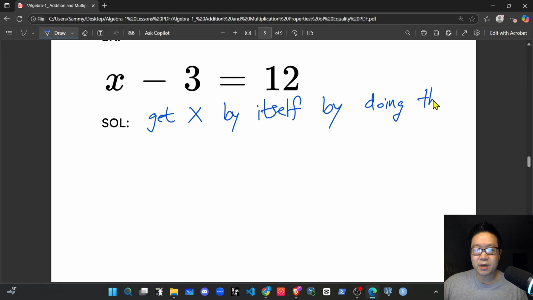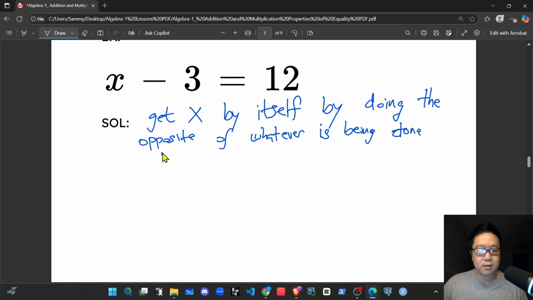Get x by itself by doing the opposite of whatever is being done to the x. Okay? Isolate x by doing inverse operations means get x by itself by doing the opposite of whatever is being done to x. Okay? It's as simple as that.